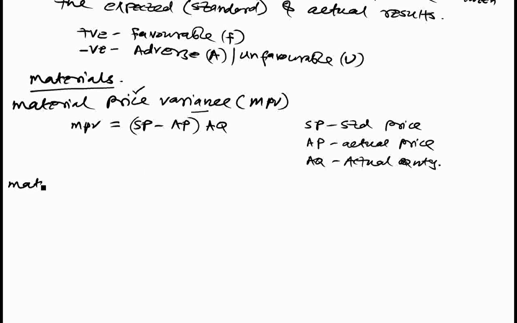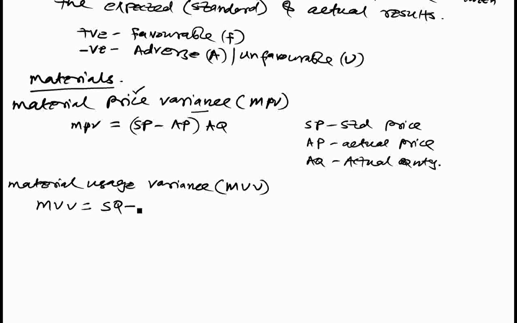Good. The other variance under material is known as material usage variance, abbreviated as MUV. Now material usage variance equals standard quantity for production level achieved minus actual quantity into standard price. Of course, you know everything except SQ. So SQ means standard quantity for production level achieved.